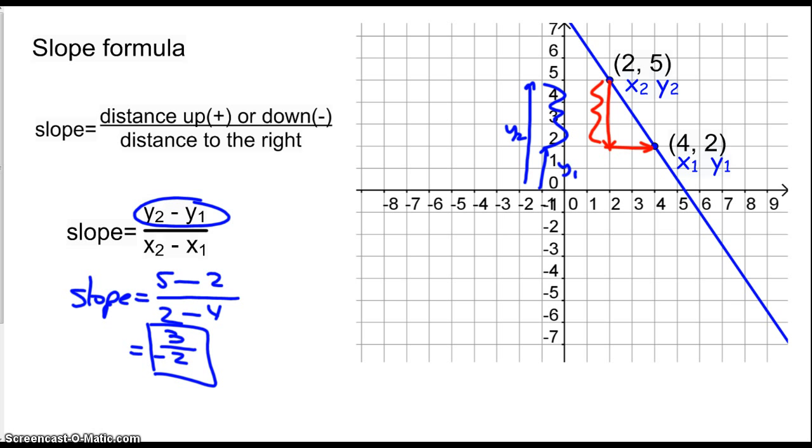The same thing is true in the x direction. If we wanted to know this distance, it's the difference between the x coordinates of points 1 and 2. So that's why the formula is in this form. It's a difference in the y's, which is the amount up or down, divided by a distance to the right, which is the difference in the x's.